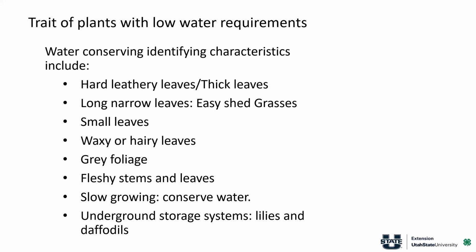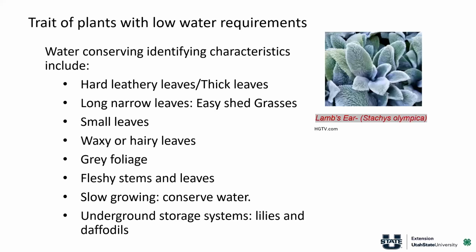microclimate where there's more humidity around the leaf surface, and then it reduces the transpiration. Also, gray foliage reflects sunlight, and fleshy stems and leaves take up water. As I told before, slow growing plants conserve water. Underground storage systems such as lilies and daffodils, if you see them, usually they can tolerate less water.